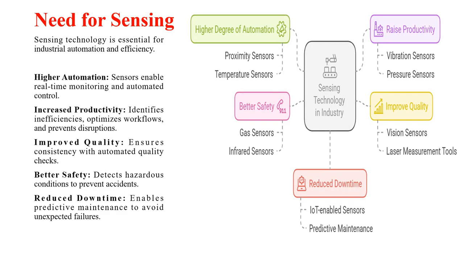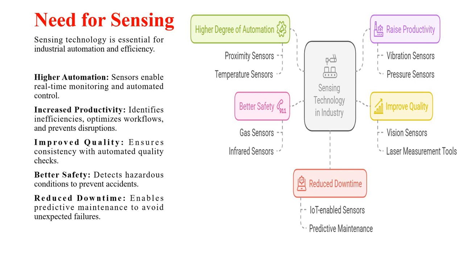Now, what is the need for sensing in the industry? In industrial environments, sensing technology plays a very important role in improving efficiency, automation and decision making. Sensors enable real-time monitoring of machines, processes and environmental conditions, ensuring optimal performance and reducing operational risk.